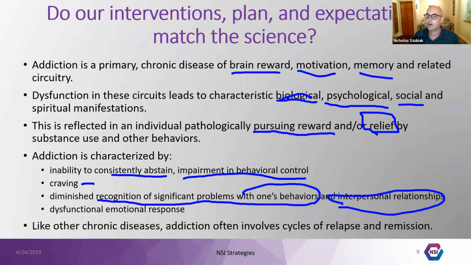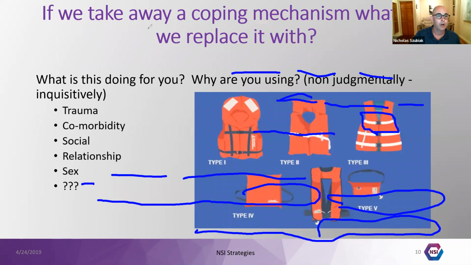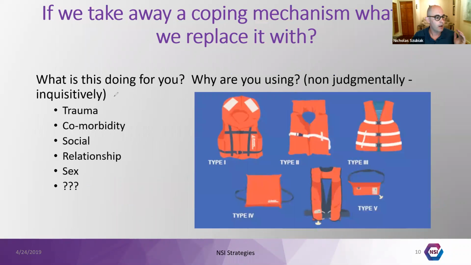And like other chronic diseases, addiction involves cycles of relapse and remission. So relapse is an opportunity for us to start to think about how we can bring our patients more care, more treatment, not pushing them away. So if we talk about helping our patients and supporting them, for many of our patients, that means reducing use or abstaining, sobriety from use.